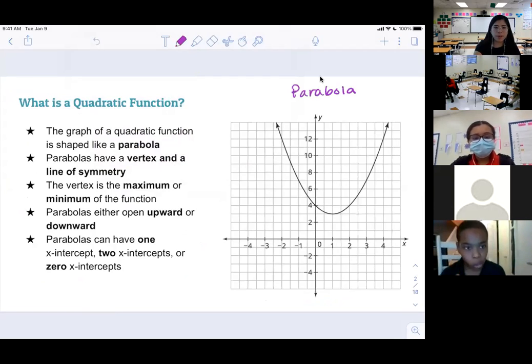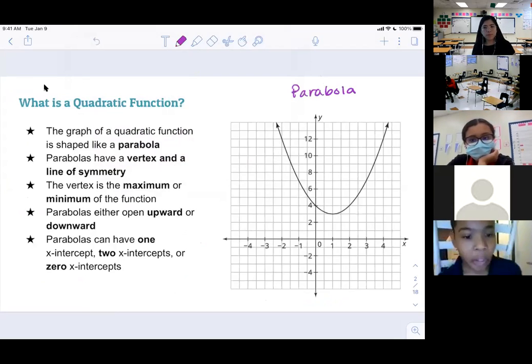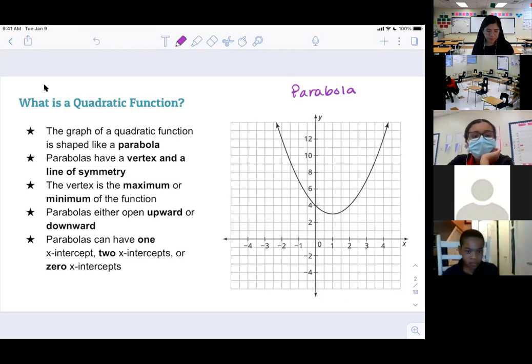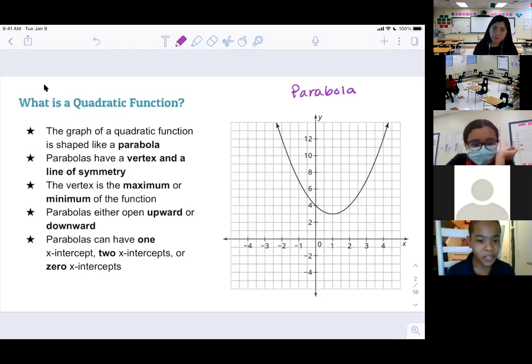Somebody else, bullet point number 2. I'll read. Wait, he read the first one, right? Mm-hmm. Parabolas have a vertex and a line of symmetry.